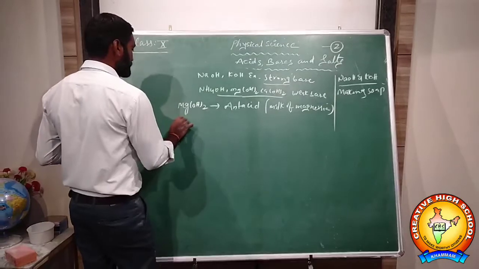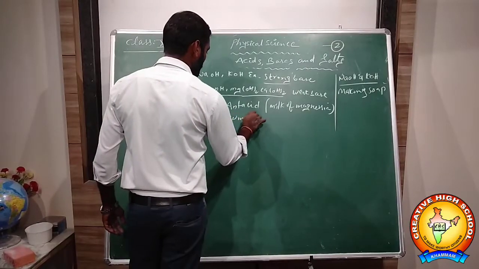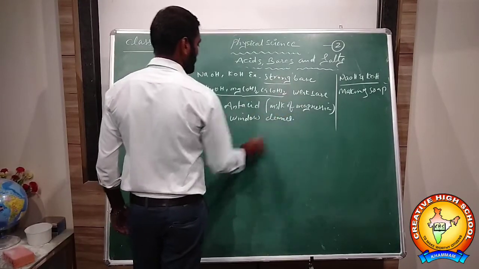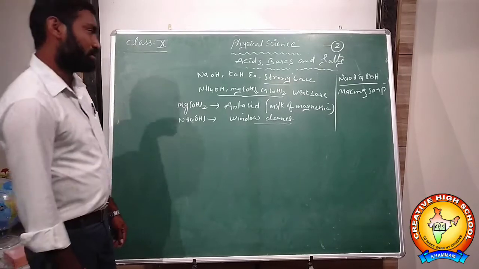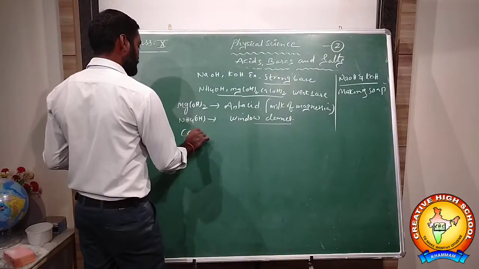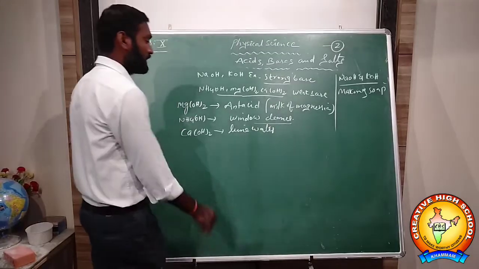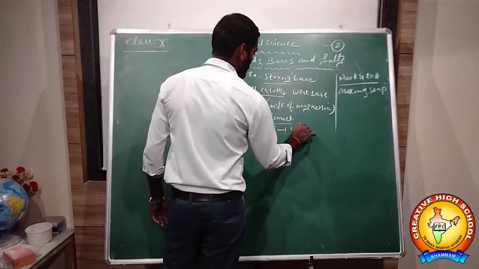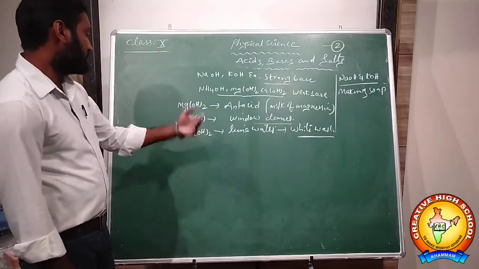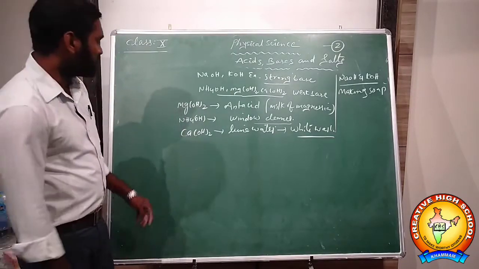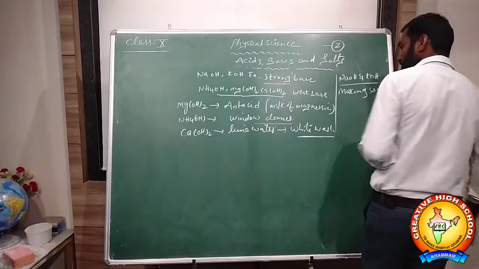Ammonium hydroxide is used as a window cleaner; windows can be cleaned with it. Calcium hydroxide is called lime water. Lime water is used to make whitewash, and whitewash and bleaching powder can be made using it. So calcium hydroxide, lime water, ammonium hydroxide, magnesium hydroxide, potassium hydroxide, aluminum hydroxide.